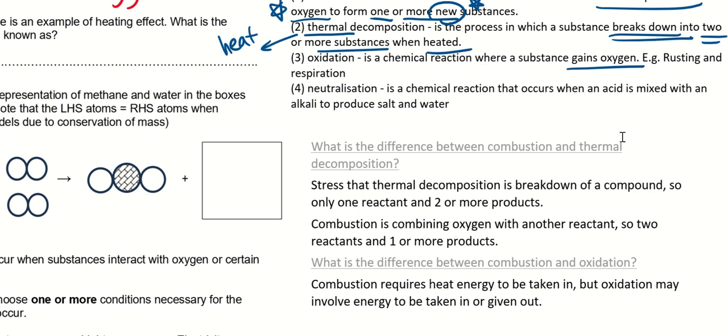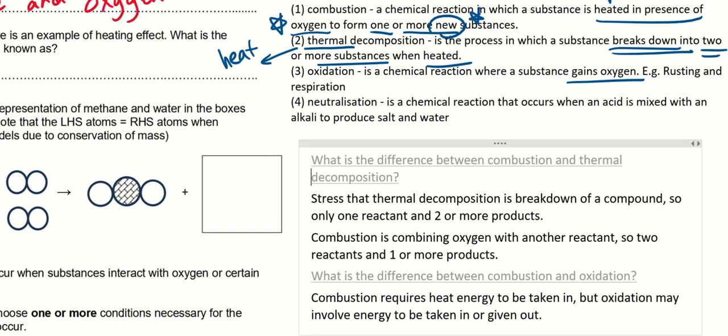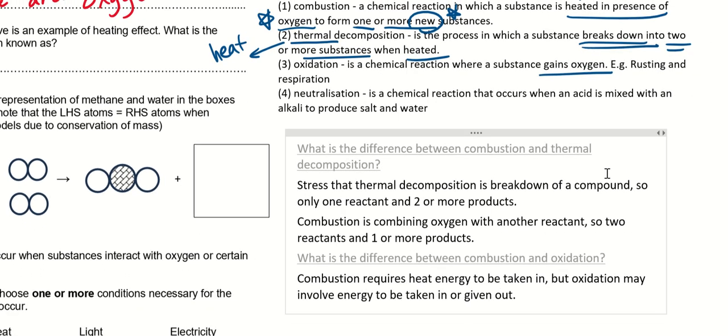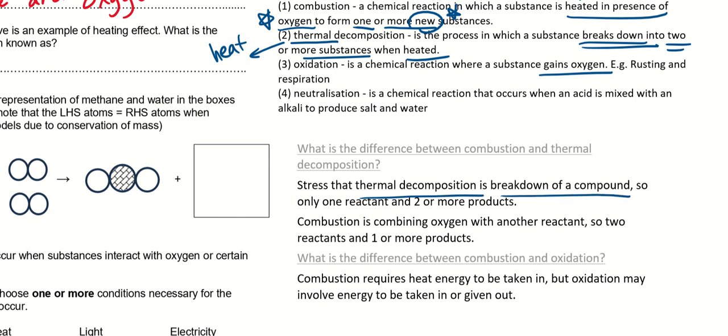What is the difference between combustion and thermal decomposition? Thermal decomposition is actually the breakdown of a compound. So there's only one reactant and 2 or more products. That means we start with 1, then we get 2 or more products. But combustion is combining oxygen with another reactant. So 2 reactants and 1 or more products.